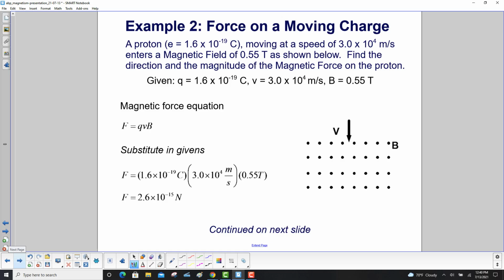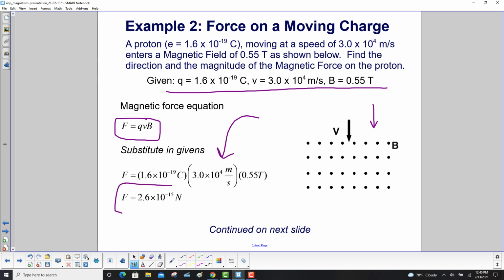Let's start with the magnitude of the force, and we'll use F is equal to qvB. And here's our givens up here. The velocity has to be perpendicular to the magnetic field for this to work, and it does. We've got the velocity coming down here. The field is out of the page, so they're perpendicular. Substitute in our givens, carry out the math, and we have 2.6 times 10 to the minus 15 newtons.